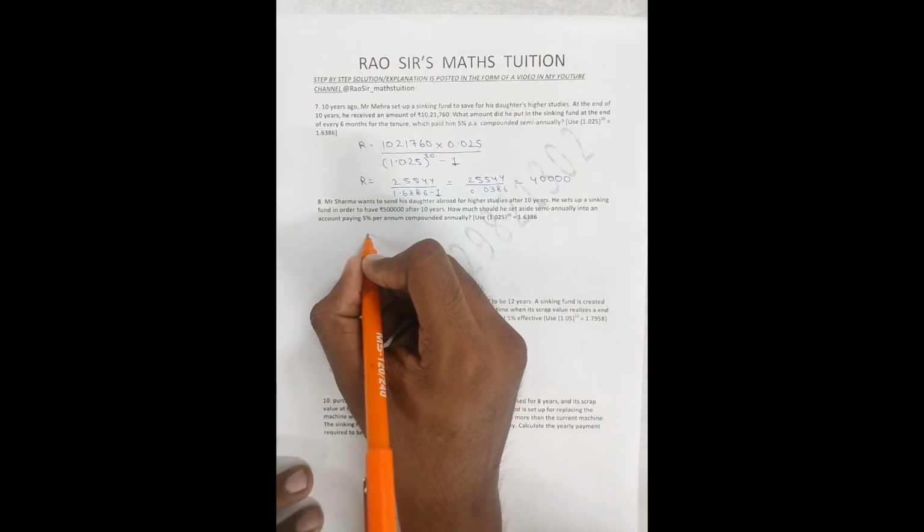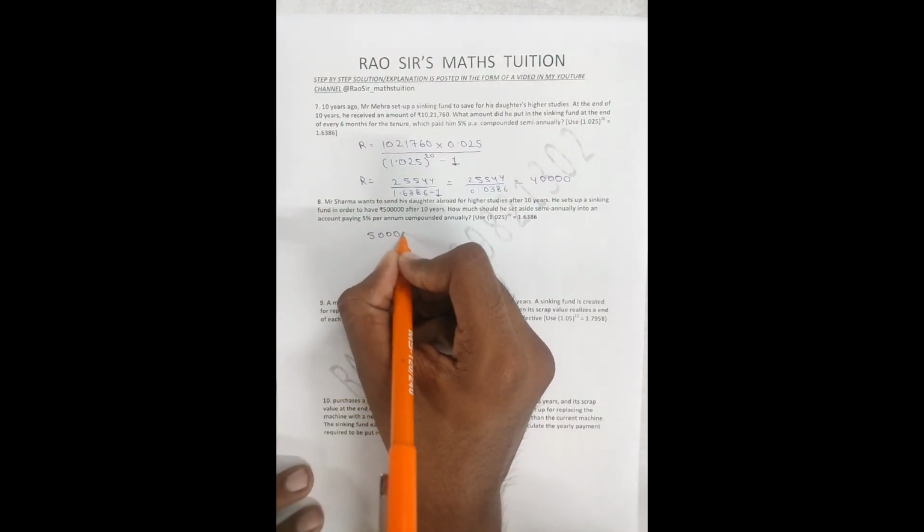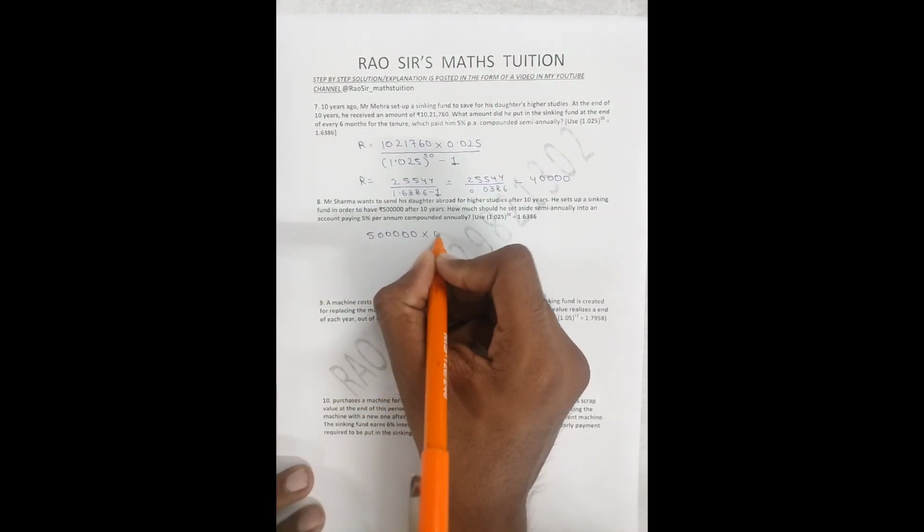Mr. Sharma wants to send his daughter abroad for higher studies after 10 years. He sets up a sinking fund in order to have 5 lakh after 10 years. How much should he set aside semi-annually into an account paying 5% per annum compounded annually? This is also the same question. This is also semi-annually and the amount required is 5 lakhs.